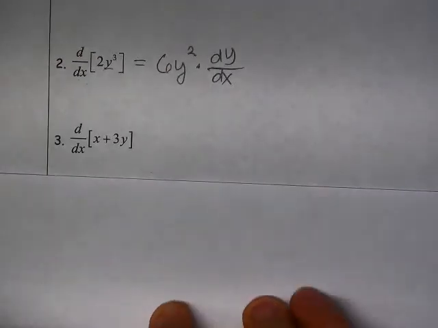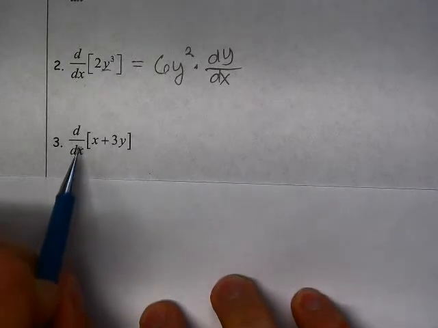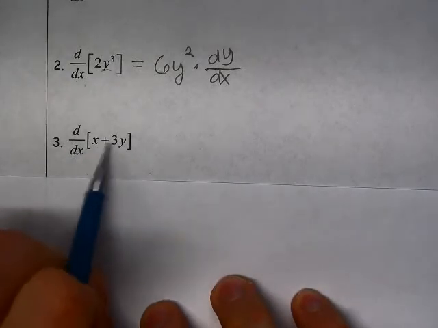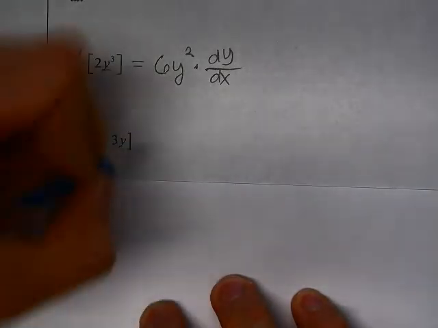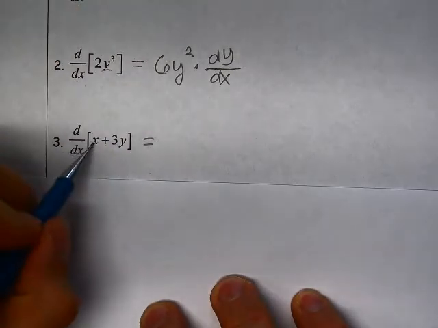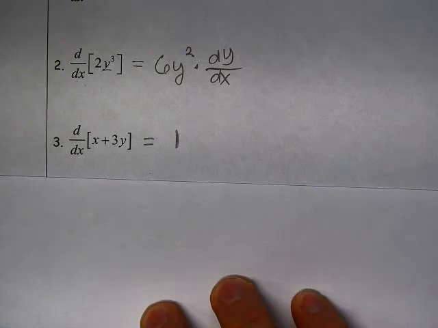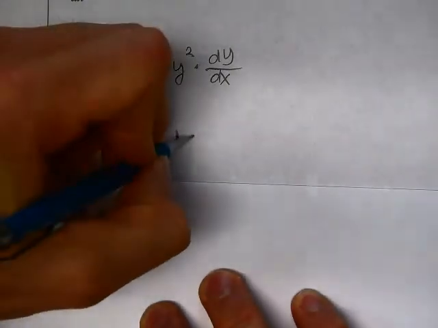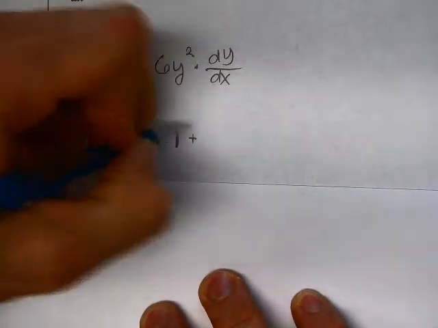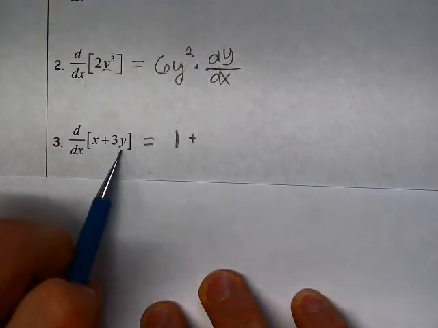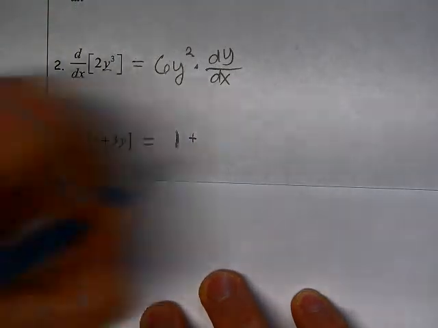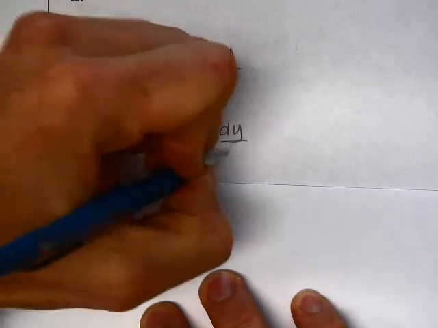Take a look at number 3. Taking the derivative with respect to x of this sum, x plus 3y. So the derivative of x with respect to x is just 1. The derivative of 3y with respect to x. Notice that this y is not raised to any exponent, so all this is 3 dy dx.